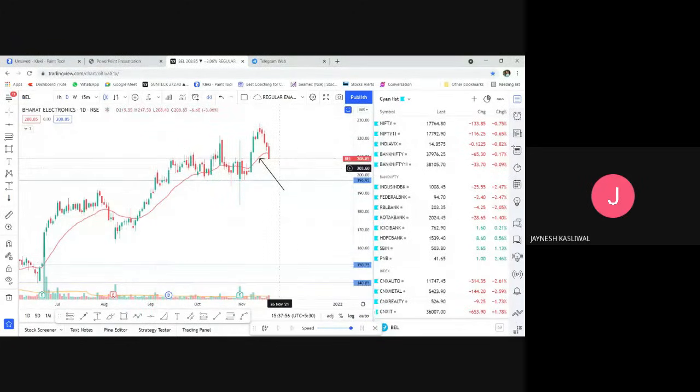Now, in such a scenario, what should be your stop loss is at around this area. Why? Because it is continuously taking support on this area, 196. And if this breaks down, then definitely it will fall till here.